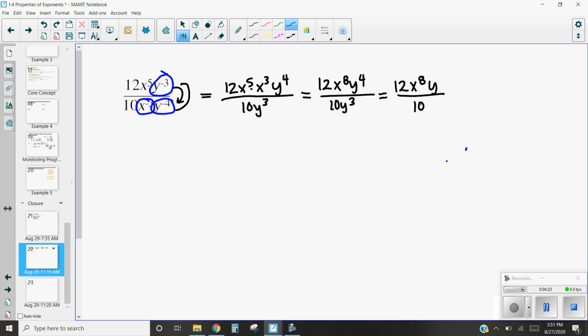And then that's kind of what we're looking at. If I wanted to simplify this more, I could write that it's 6 over 5, because 12 and 10 both divide by 2, times x to the 8th times y. And that's what that would simplify down to.